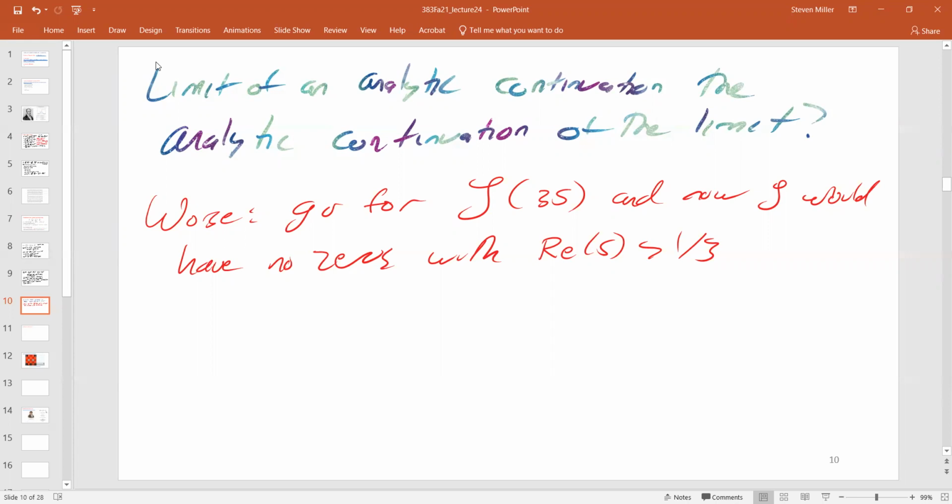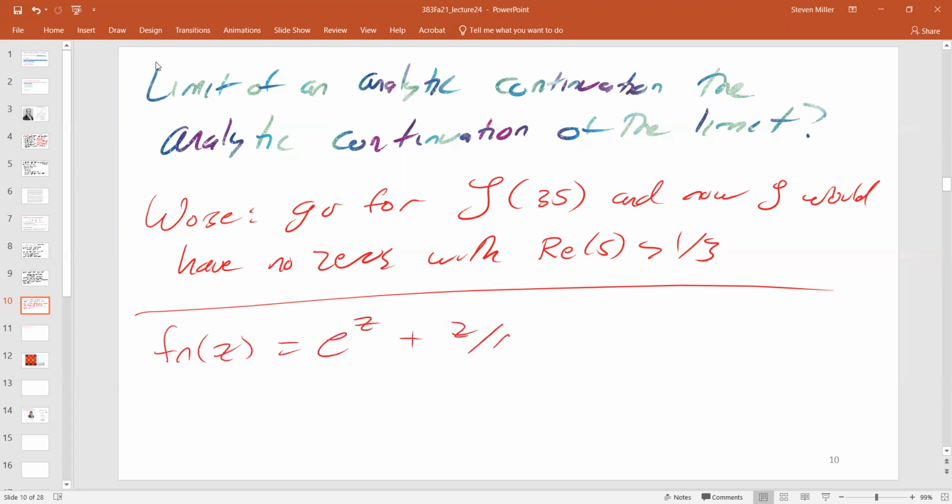As you were listening to the lecture, which steps seemed reasonable, which steps seemed challenging? To me, the real challenge is what happens when you go to a limit. If I look at the functions f_n of z equals e to the z plus z over n, what would f infinity of z equal as we take the limit as n goes to infinity? Just e to the z, and we know this has no zeros. So you've got to be very careful about what properties are preserved under different limiting processes.